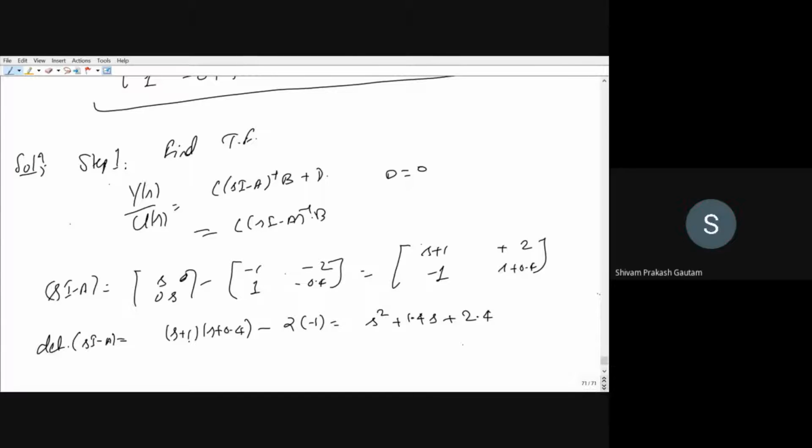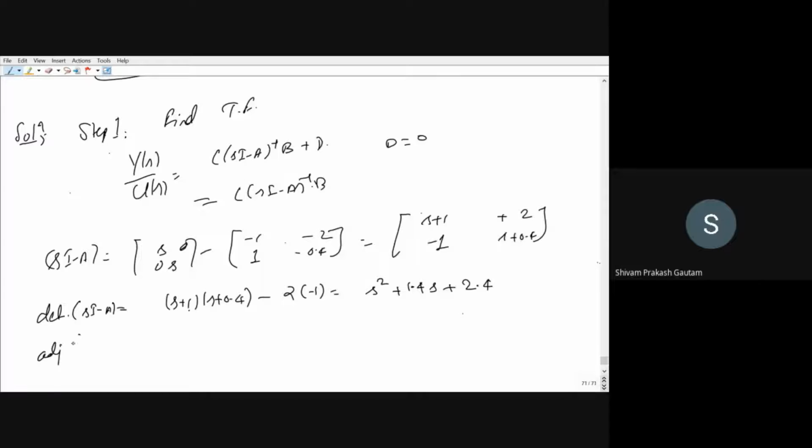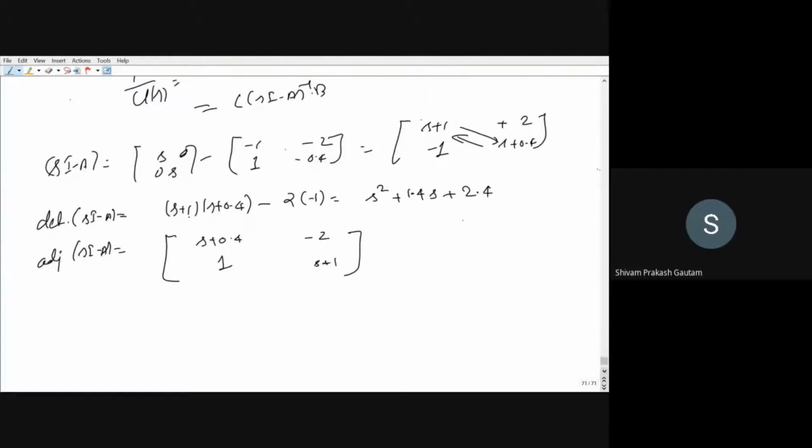Yes, sir. Okay. Now you have to find the adjoint of sI minus A. The adjoint is given by replacing the diagonal elements and multiplying the reverse diagonal elements by -1. So this will be s plus 0.4, s plus 1, minus 2, and plus 1. Now you have to take (sI minus A) inverse.